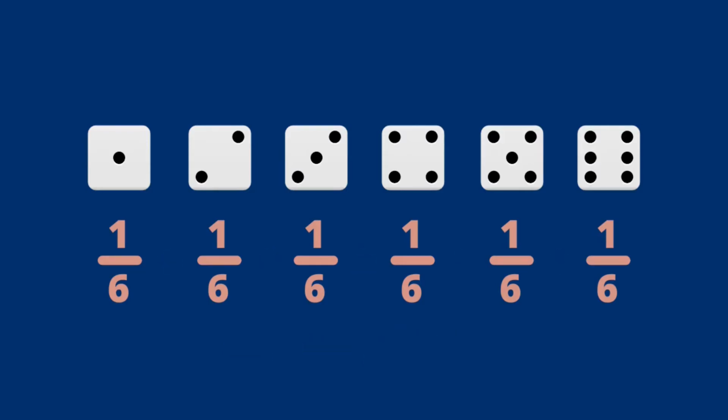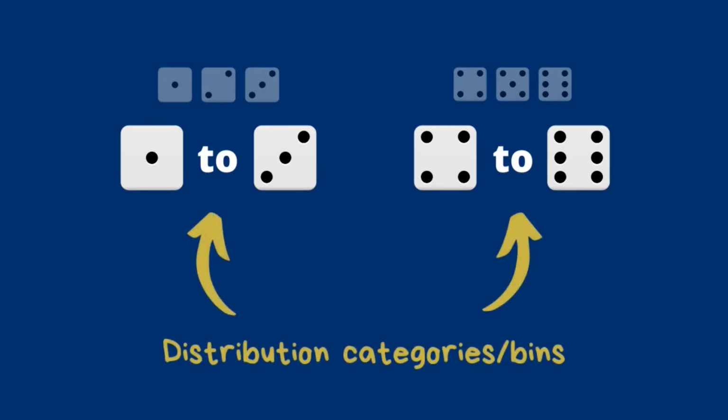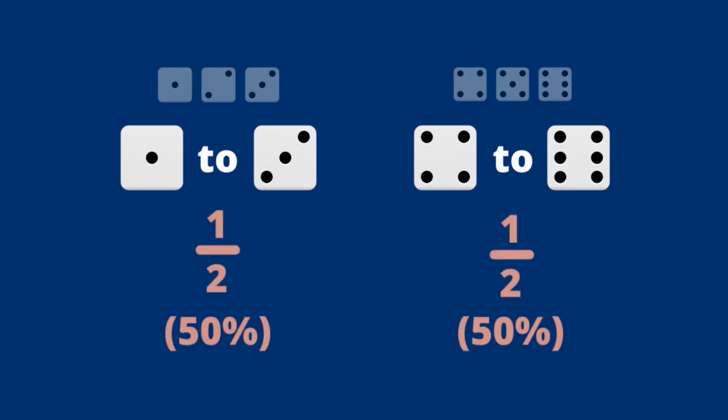Now, just to be clear, the probability distribution doesn't necessarily have to show every possible individual outcome. You can use ranges to represent a group of possible outcomes, and these ranges are referred to as distribution categories or distribution bins. Keep in mind that the ranges you use still have to represent all of the possible outcomes, and all of the probabilities still have to add up to 1 or 100% because the result must always fit into one of the categories or bins.